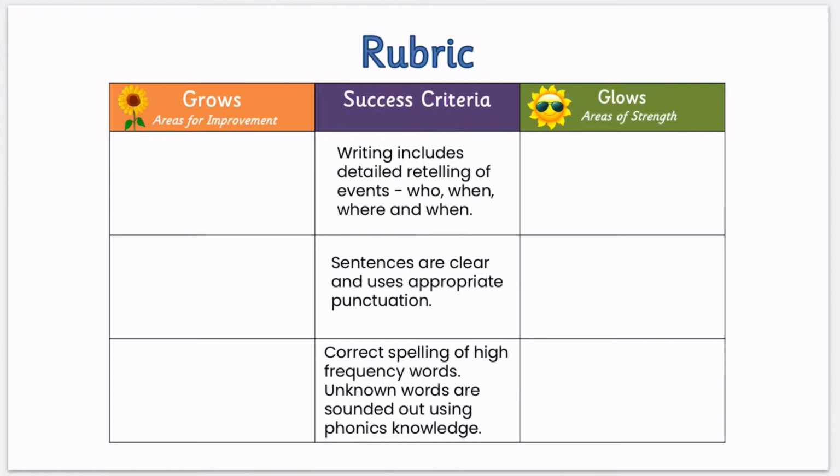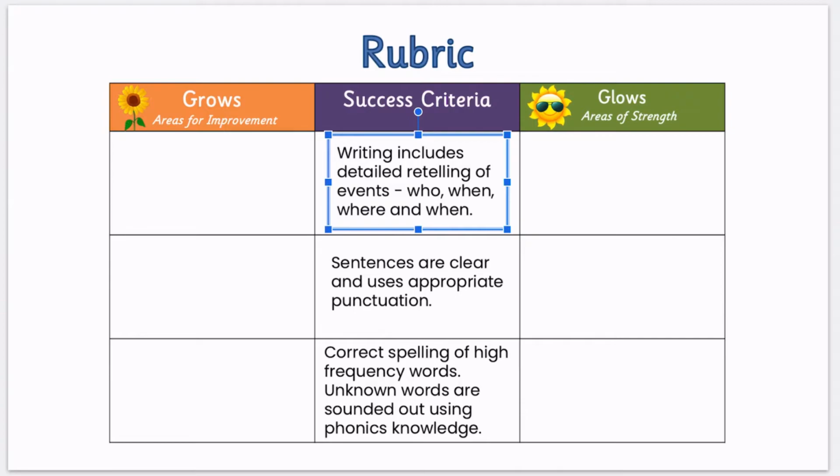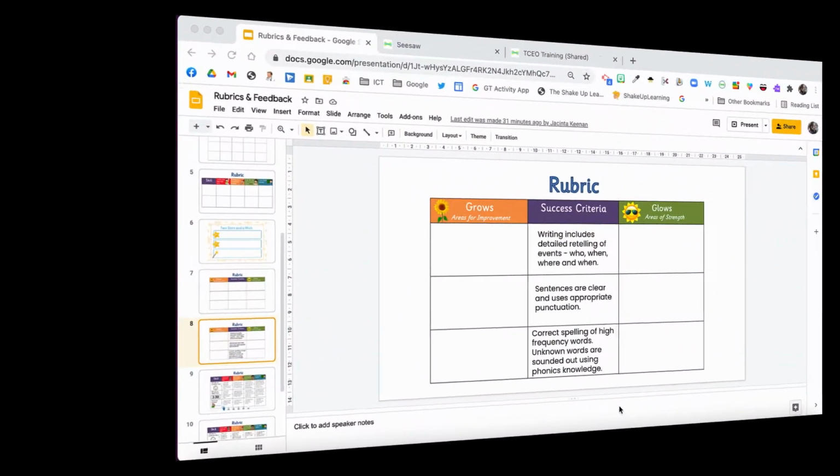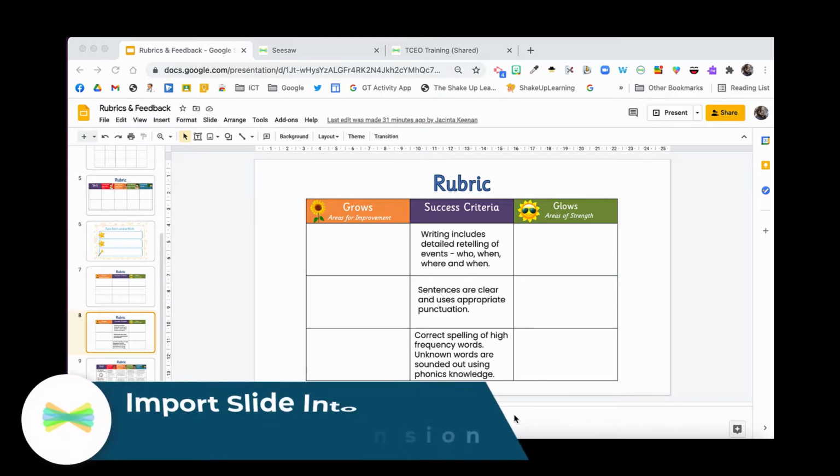Here you can see as an example of a rubric I've completed. So if I tap here, you can see that this is where I actually edit my text. Once I'm happy with the rubric, I take a screenshot and add it as an additional page in my Seesaw activities. Now that I'm happy with my rubric, I'm ready to import it into Seesaw.